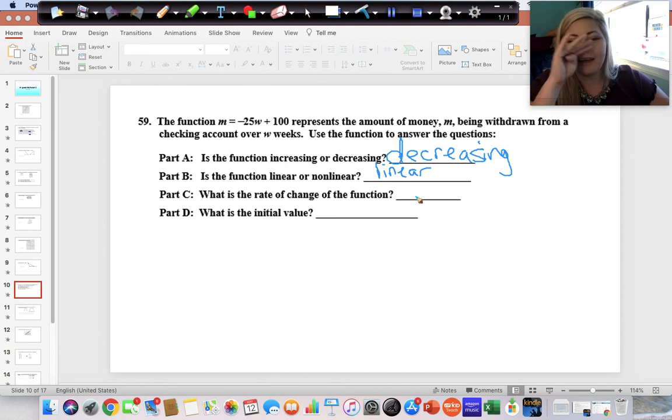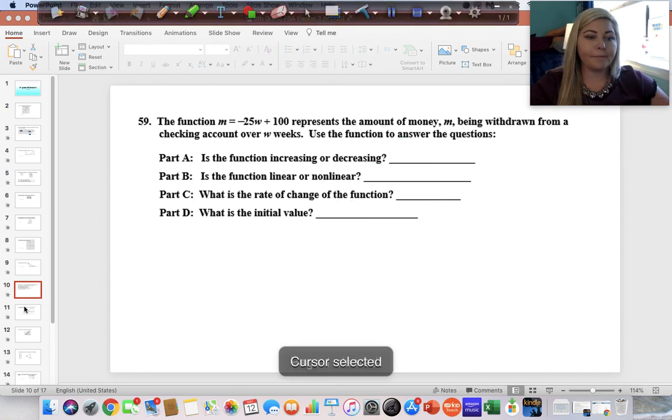What is the rate of change of the function? So remember, rate of change is just your slope, so that is negative 25. And then what is the initial value? The initial value is just your y-intercept. So that is 100.